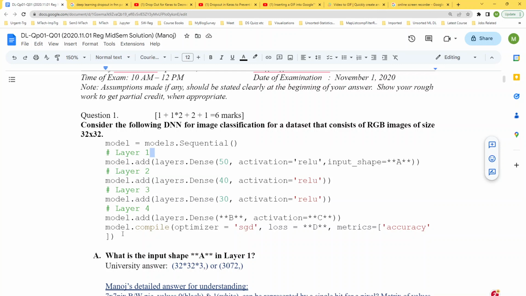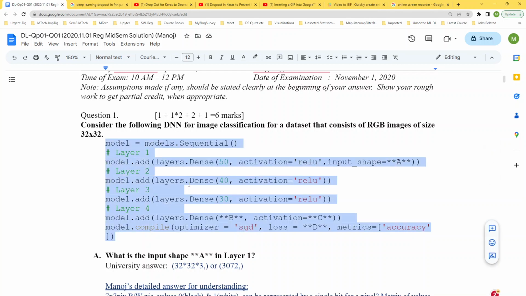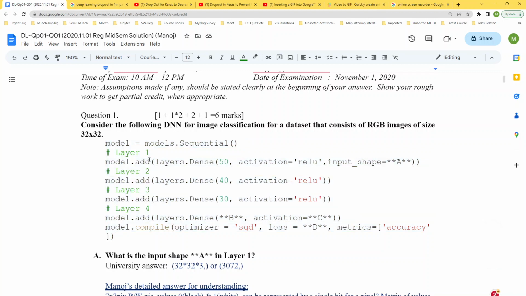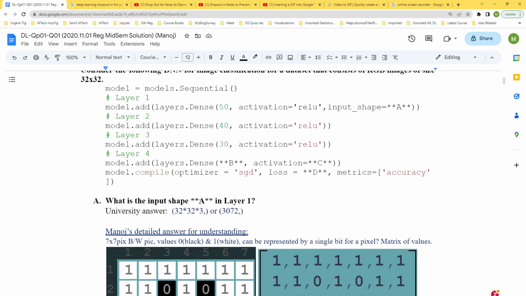If you see this one, this is the Keras code to do this deep learning. Here we have model Sequential, which they are using by default. It will process one layer, then the next layer, like that. Then model.add layers, Dense, activation and all. We will come back after checking the question. So here we have Dense 50, Dense 40, Dense 30, activation ReLU, input shape and all, and the final Dense with activation.